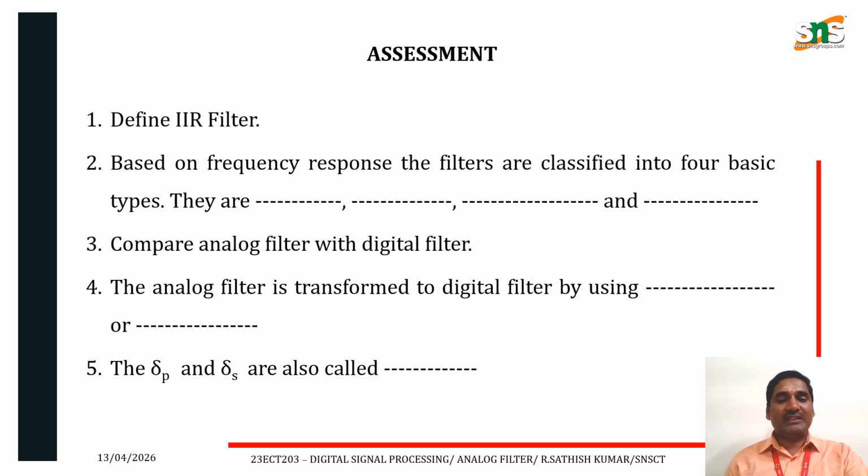Compare analog filter with digital filter. Digital filter operates on digital samples. Analog filter operates on analog signals. Digital filter is governed by a linear difference equation. Analog filter is governed by a linear differential equation. The analog filter is transformed to a digital filter by using either bilinear transformation or impulse invariant transformation. The δp and δs are also called ripples.